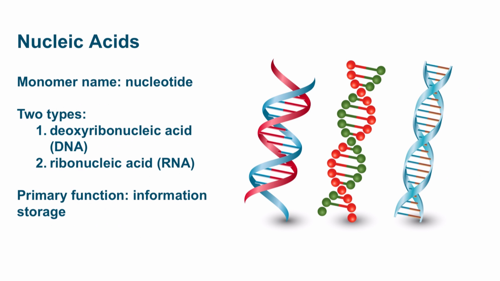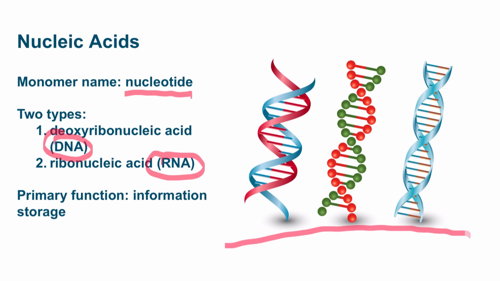And then, this brings us to nucleic acids. The monomer of a nucleic acid is a nucleotide. And there are two types, which you've probably heard of, but maybe not the whole name. Deoxyribonucleic acid, which is DNA, and ribonucleic acid, which is RNA. The primary function of nucleic acids is information storage. And these pictures here are just three different ways of looking at a DNA molecule.